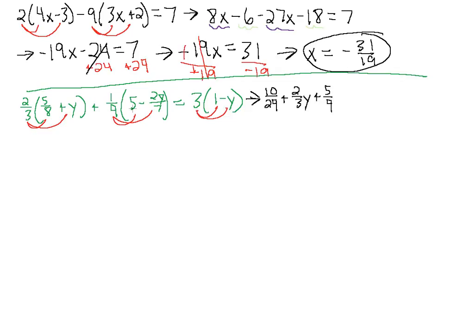We have a 1/4 times a negative 2y over 7, which is a negative 2y divided by 28. All we did is multiply numerator times numerator, denominator times denominator. That's how we get 2y over 28. And on the other side, we have 3 times 1, which is 3, and 3 times a minus y, which is a minus 3y. Okay, moving on to the next step.